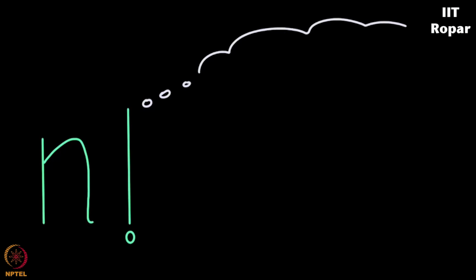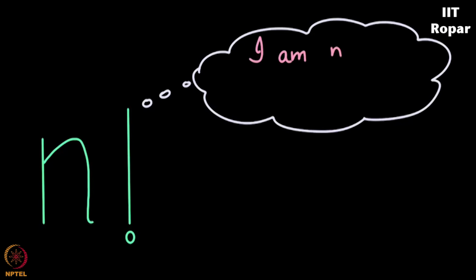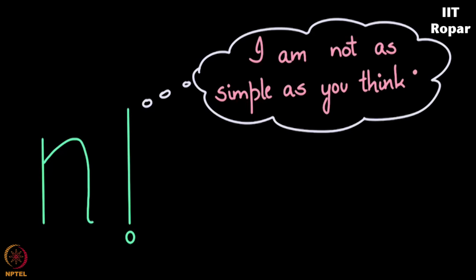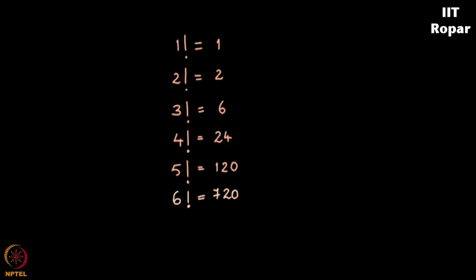Although the notion of factorial sounds so simple, there is something about it which is not as simple as it appears. For example, you see 1 factorial is simply 1, 2 factorial is 2, 3 factorial is 6, 4 factorial is 24, 5 factorial 120, 6 factorial is 720, and so on. What should surprise you is 10 factorial is actually a big number: 3628800, which is roughly 3.5 million.